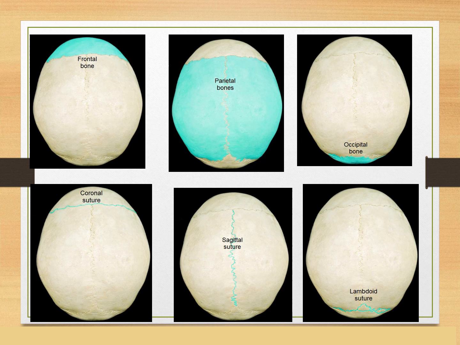So let's review the bones of the skull. Forehead is your frontal bone. Right, the sides of your skull, located superiorly, is your parietal bone. Back of the head is the occipital bone. Coronal suture articulates the frontal and parietal bones. Sagittal suture articulates the two parietal bones. Lambdoid articulates the occipital bone with the parietal bones.